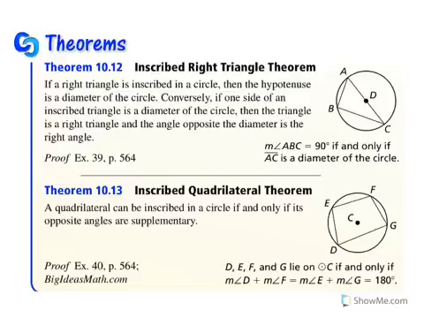Inscribed right triangle theorem. So if a right triangle is inscribed in a circle, then the hypotenuse is the diameter of the circle. So we have a right triangle right here. Here's my hypotenuse, which is the diameter of the circle. They're going to say that the angle opposite the diameter, which is right there, would be 90 degrees. That's true.